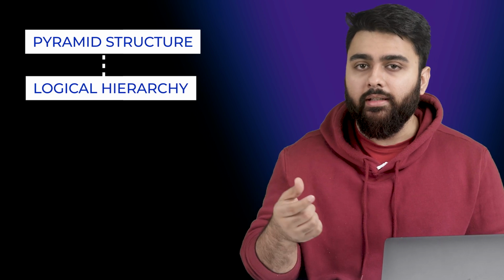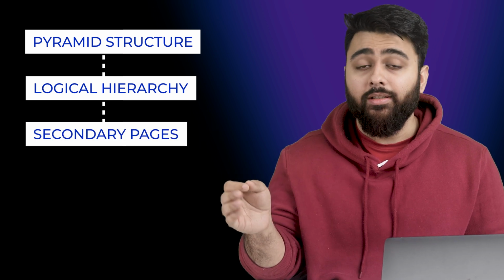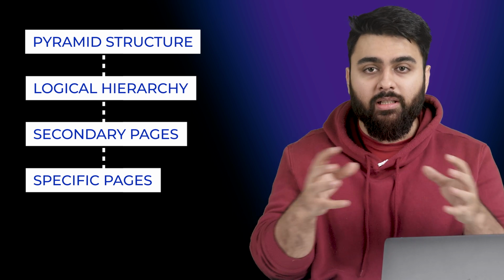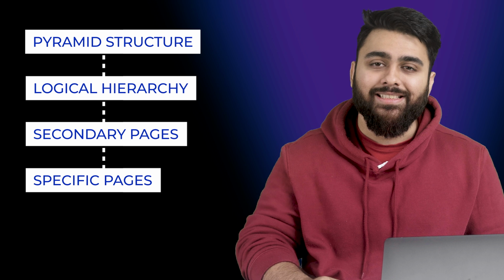Now, let's see how we can set up an internal link structure by first planning the linking framework. I'll show you how to use the pyramid structure, which creates a logical hierarchy from the top down, where the top page links to the secondary pages, which in turn link to more specific pages. So make sure that similar pages and products are categorized into the same category and subcategories as well.